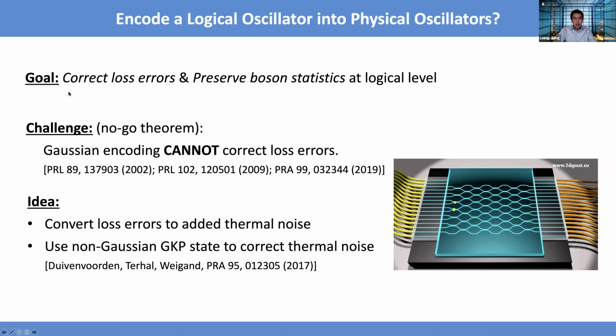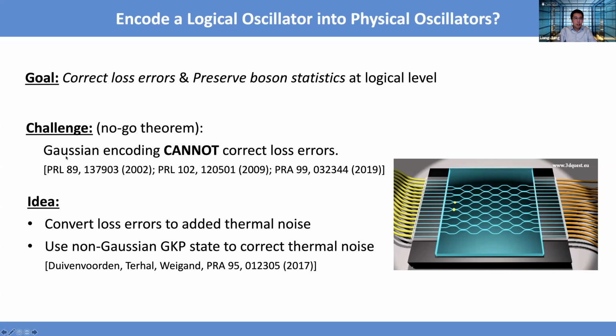Okay, so the challenge is that people already proved no-go theorems almost 20 years ago. Basically, Gaussian encoding cannot correct loss errors. Here, Gaussian encoding means that if you just use coherent states, beam splitters, and two-mode squeezers, you will not be able to achieve a code which can simultaneously correct loss errors or preserve the bosonic statistics at the logical level.